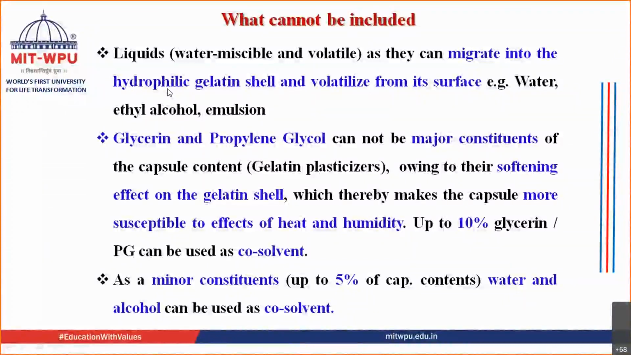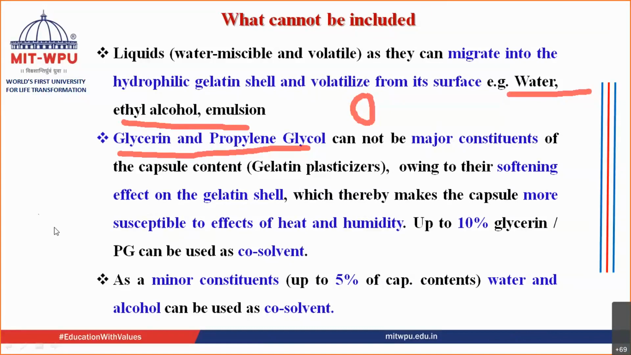Volatile components cannot be added inside the capsule shell, because they get volatilized from the surface. For example, water, ethyl alcohol, emulsions. Now these cannot be filled inside the capsule shell. The second thing that can't be filled is glycerin and propylene glycol. Glycerin and propylene glycol are part of the capsule shell, but the same glycerin and propylene glycol cannot be filled inside the capsule shell. So you cannot fill glycerin and propylene glycol.